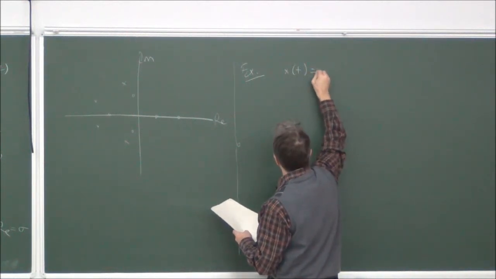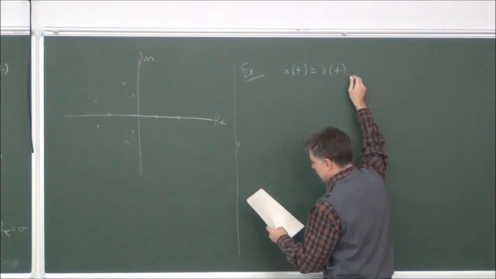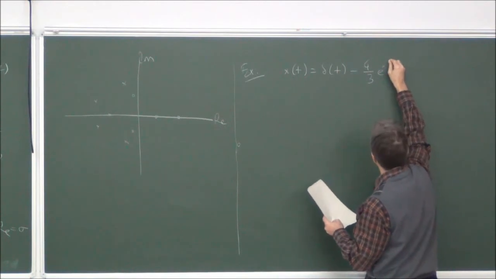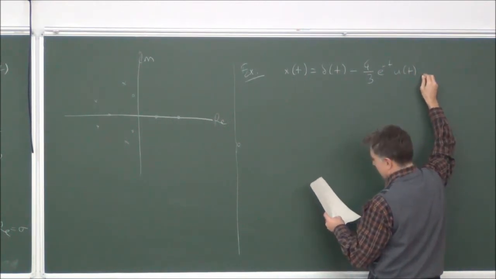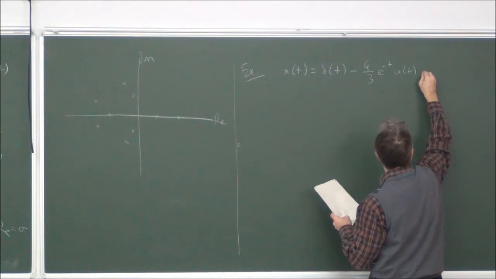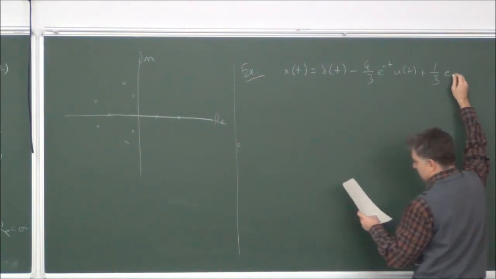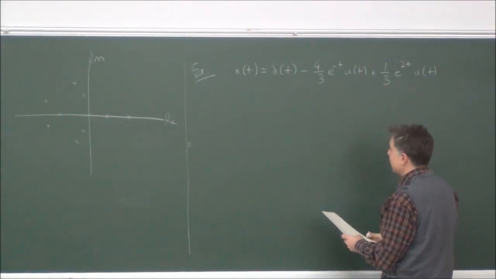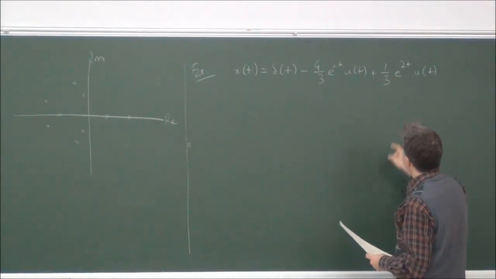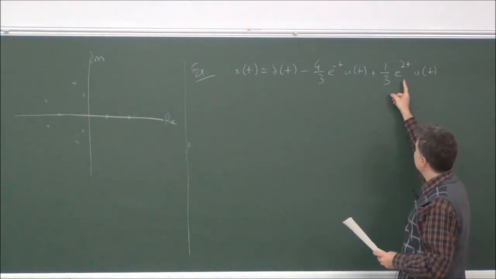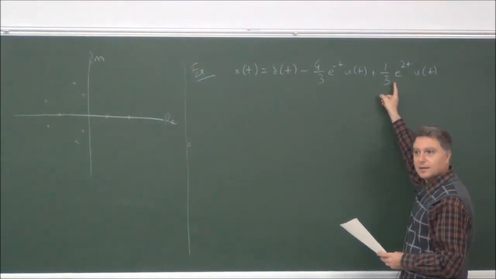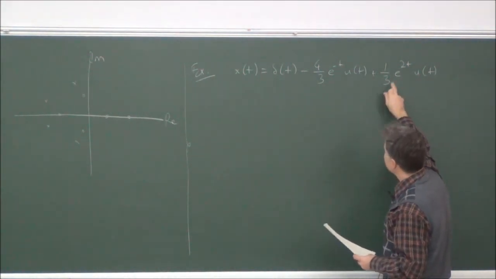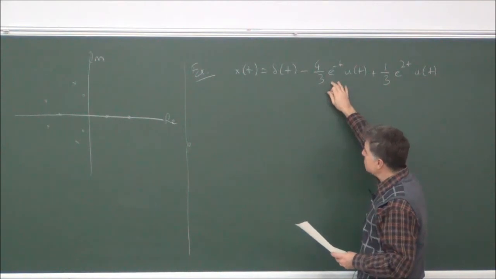X of t is equal to delta t minus 4 over 3 e to the minus t u of t, and plus 1 over 3 e to the 2t u of t. Now, look at this. This is an expanding exponential. It grows to the right-hand side. So there is a problem we have here, and this looks quite normal.